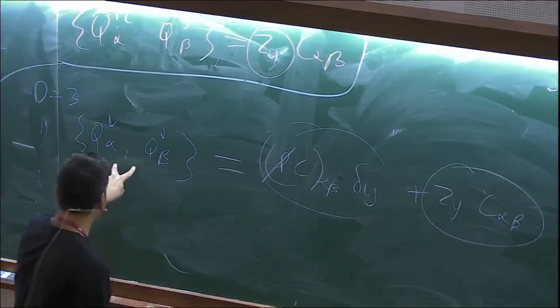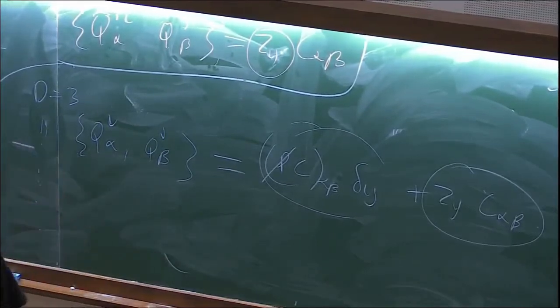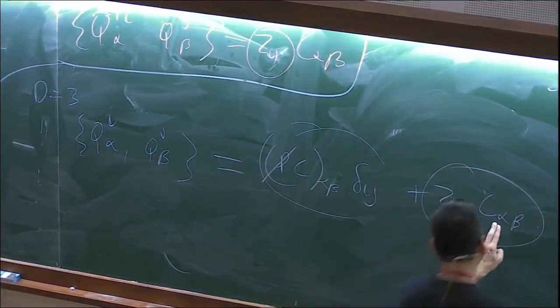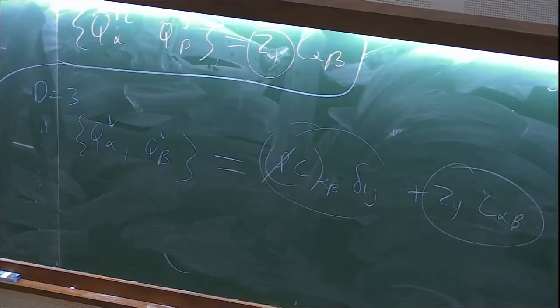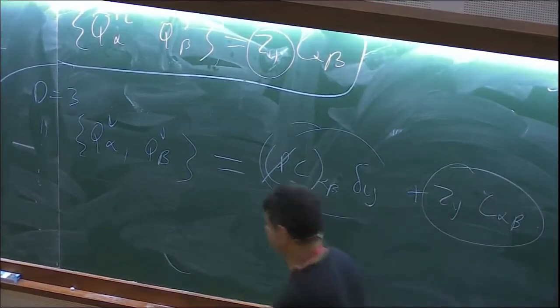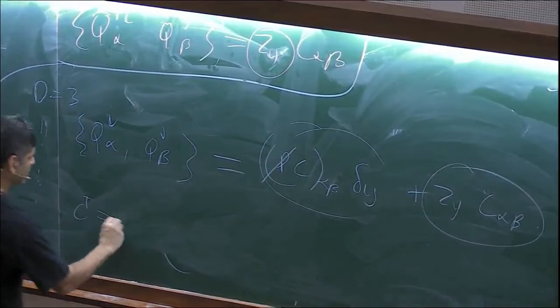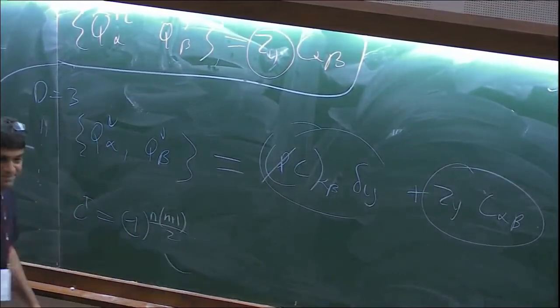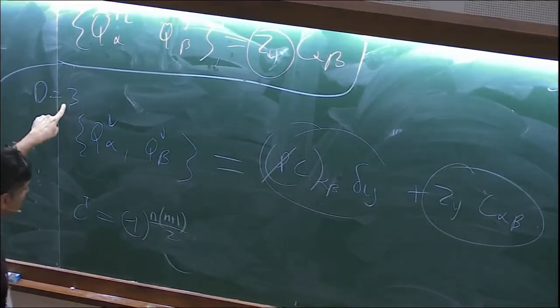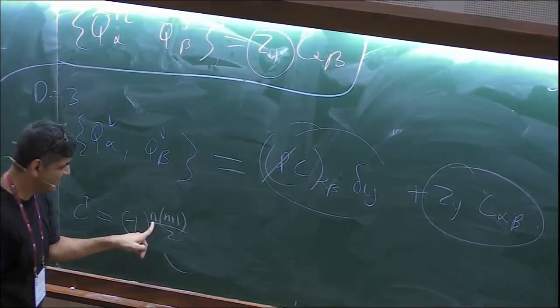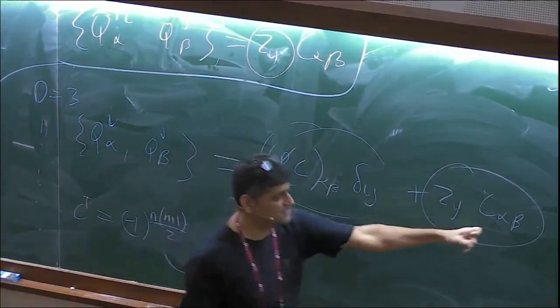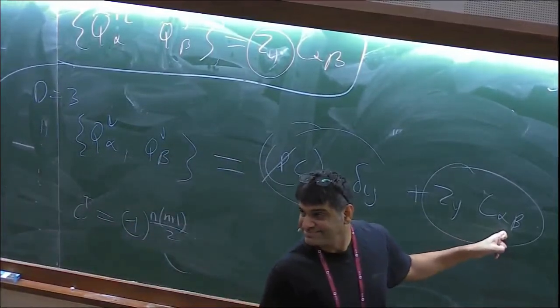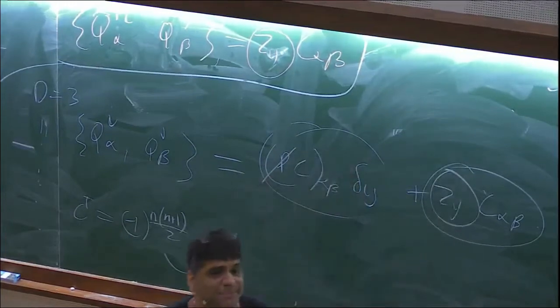You see, this quantity here is symmetric under interchange of both alpha, beta and ij. This quantity C, let us remember, C transpose was equal to minus 1 to the power n(n plus 1)/2. Now we're in D equals 3, so n is equal to 1. So this is odd, so C is antisymmetric. Therefore Zij must be antisymmetric under interchange of ij.